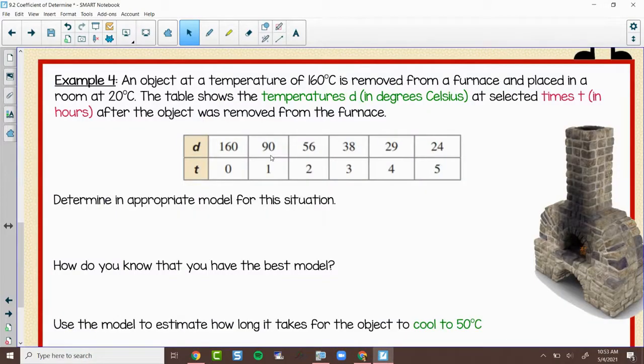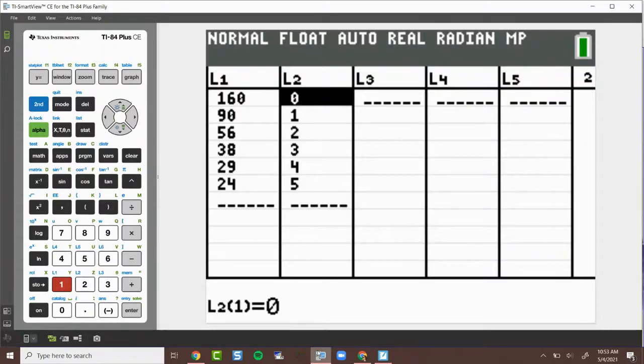All right, let's take a closer look at example 4. Here we have an object at a temperature of 160 degrees Celsius when we're removing it from a furnace. So this could be pottery, something artistic like clay. And then we're putting it in a room that's about 20 degrees Celsius. We kind of saw this one with Mrs. Hawkins' pot of coffee in one of our practice exercises. Well, same thing. Let's go ahead and stat, edit, and get this into our graphing calculator.